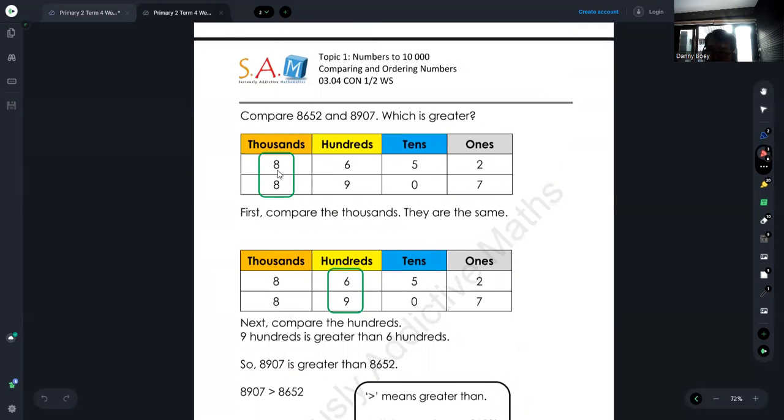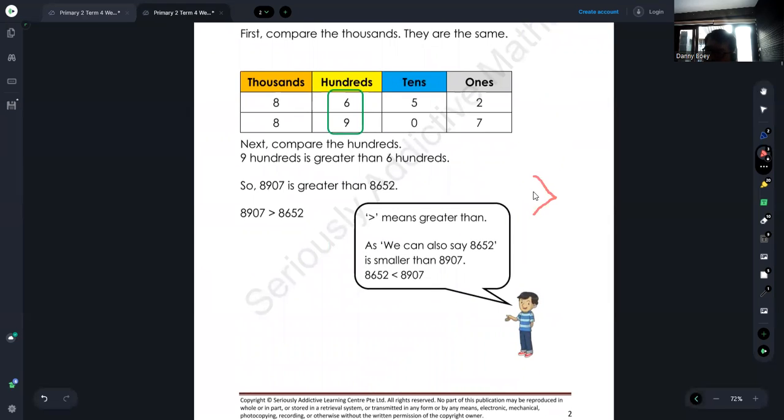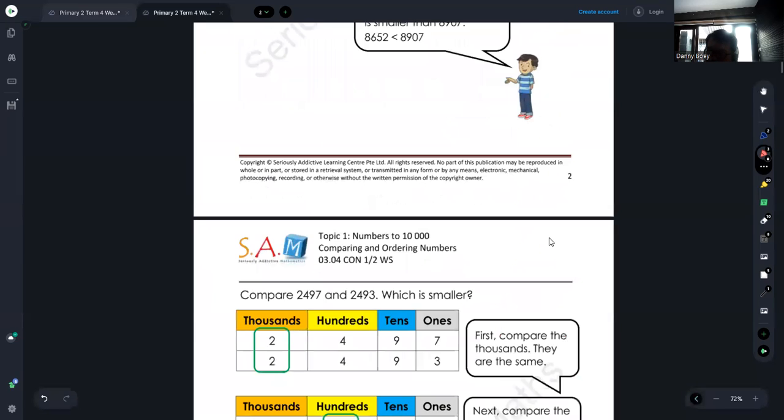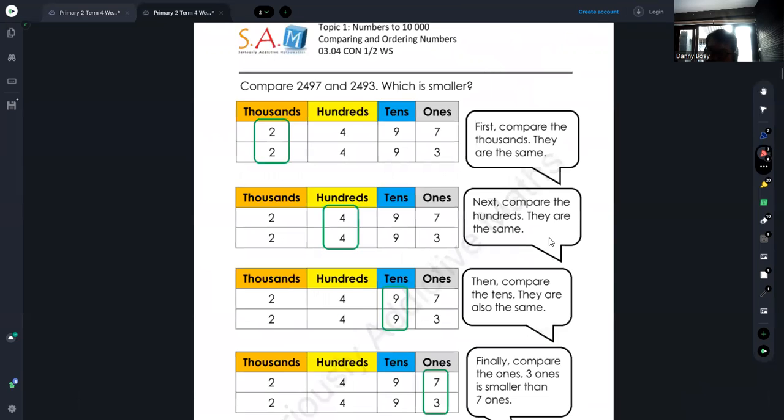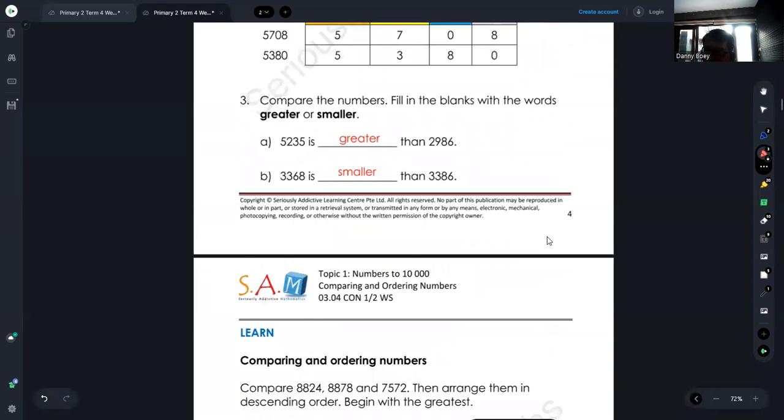So what if the digit at the greatest place value is the same? Then you look at the digit at the second greatest value. That will decide which one is greater, which one is smaller. A reminder of this term here, right? The bigger mouth, the wider opening, faces the bigger number. Okay, so remind them about this, and then get them to do the guided practice.